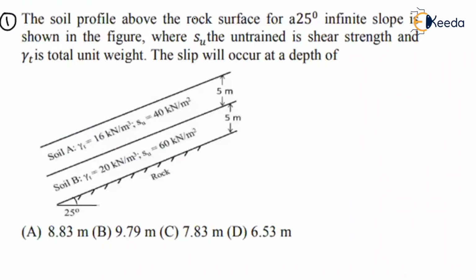The soil profile above the rock surface for a 25 degrees infinite slope is shown in the figure, where Su is the undrained shear strength and gamma_t is the total unit weight. The slip will occur at a depth of?